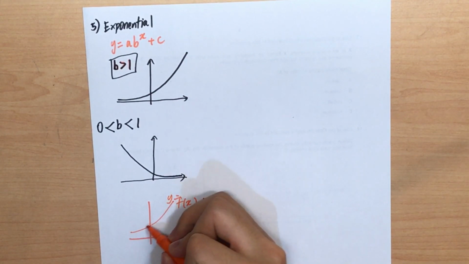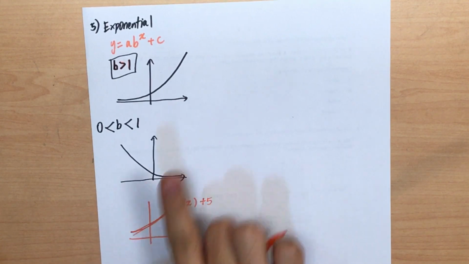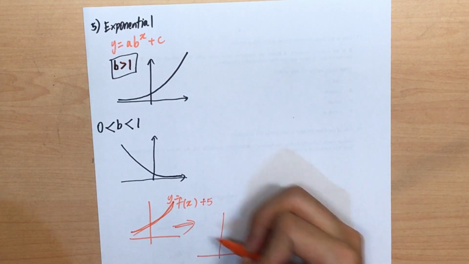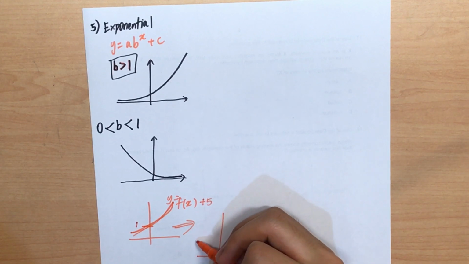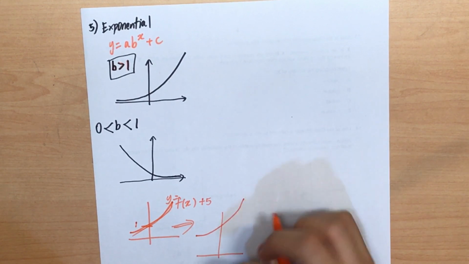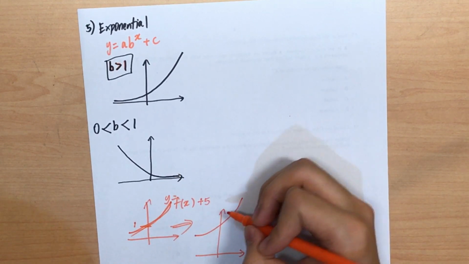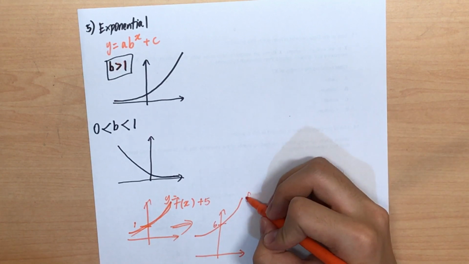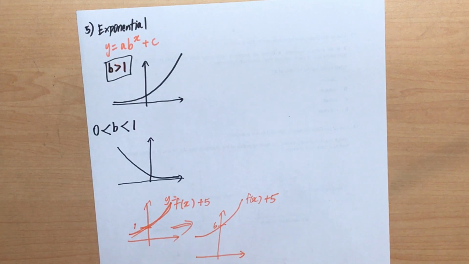It means that this curve is going to move up 5 units. It will become like this. Let's say here is 1. Then the graph will be moved up 5 units, so it will be 6. This is f(x) plus 5. This is called the vertical shift.